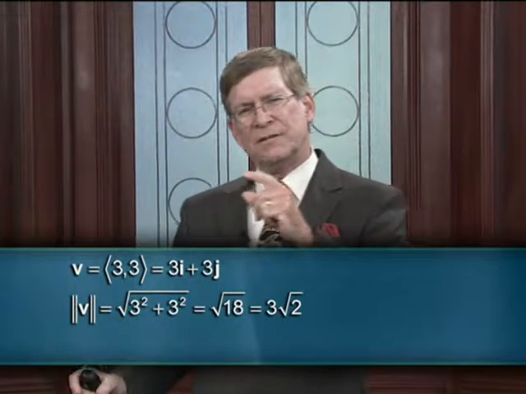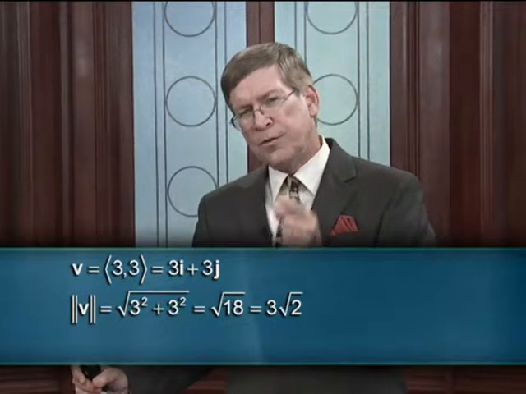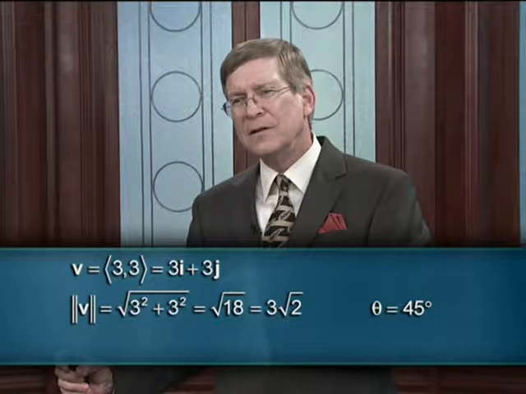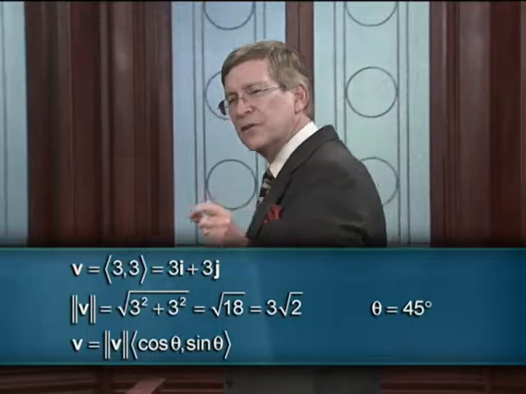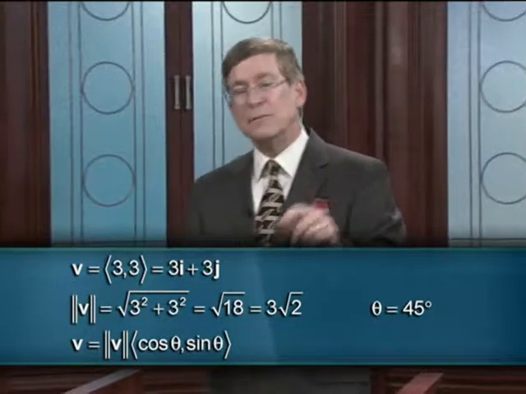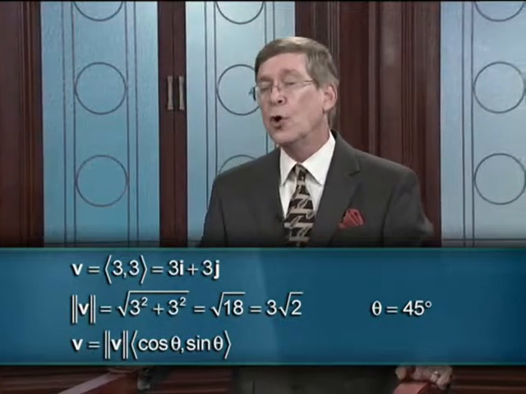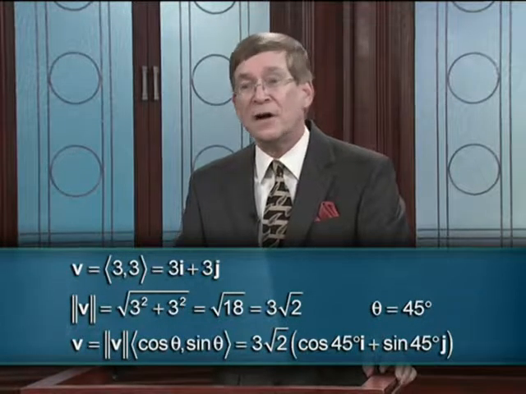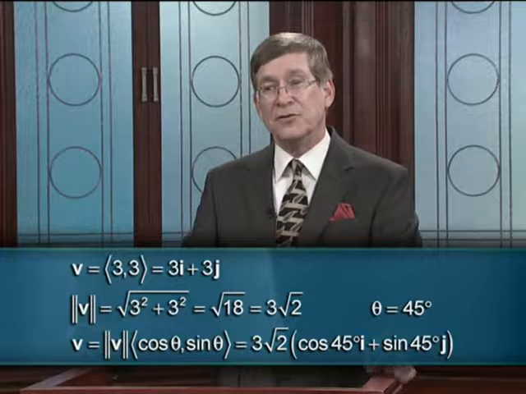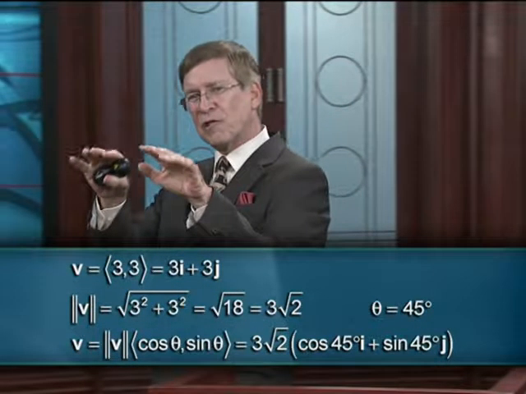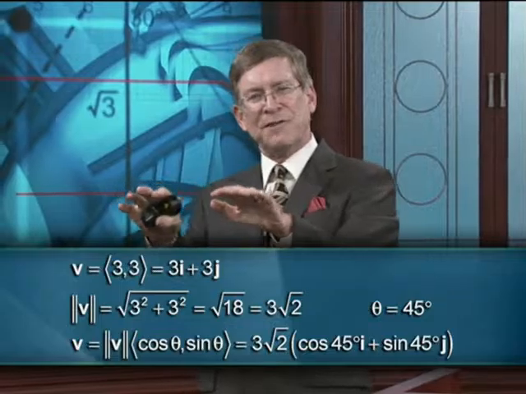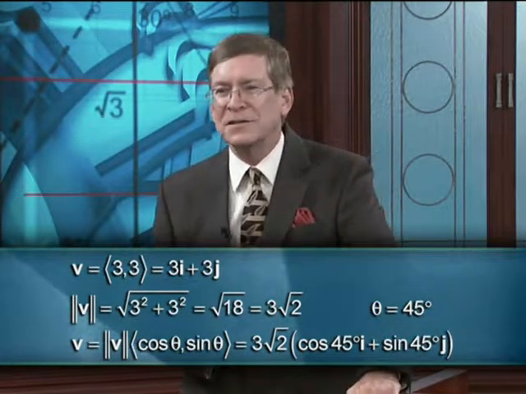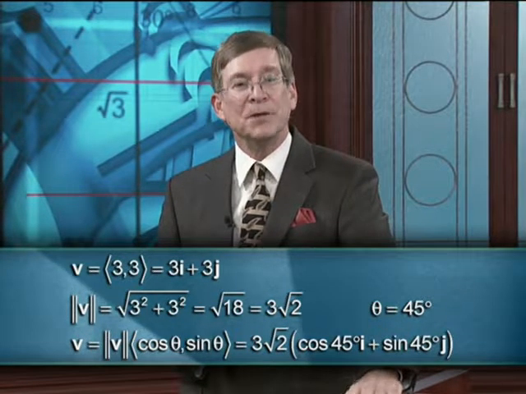What angle does the vector 3, 3 make with the positive x-axis? Yeah, a 45-degree angle. So we can describe this vector v as length of v times cosine theta i plus sine theta j, or 3 square roots of 2 times cosine 45 i plus sine 45 j. Again, that's a very attractive way of describing this vector. It tells you the angle it makes, and it tells you how long it is, all in one simple equation.